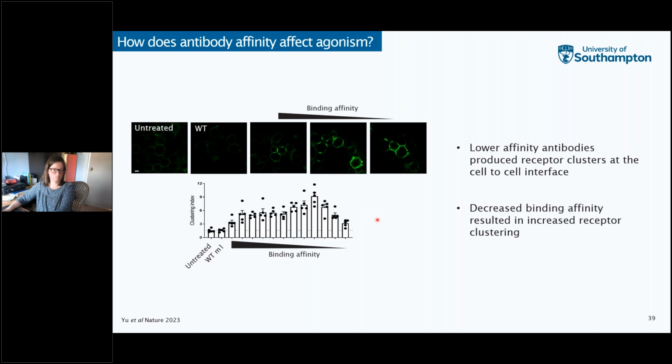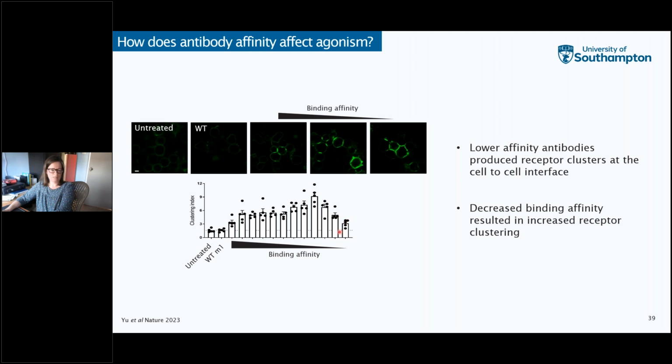In order to quantify the clustering, we used a clustering index, which is basically a function of the mean fluorescence intensity at the cell-to-cell junctions in relation to that at the cell periphery. So a larger clustering index denotes increased clustering.